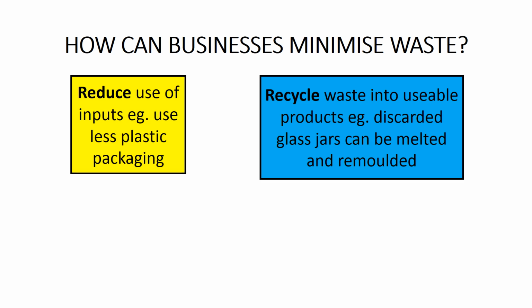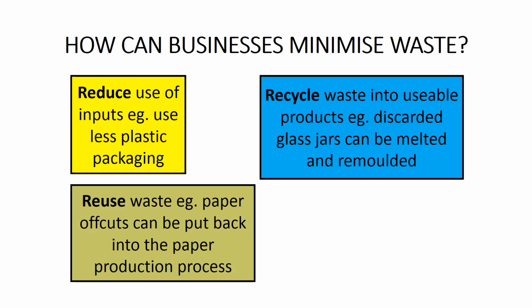The third way in which businesses can minimise waste is through reusing the waste. For instance, we might have a paper manufacturing business, and as part of the paper manufacture, some of that paper is offcut. Well, those paper offcuts can then be fed back into the paper production process to make more paper.